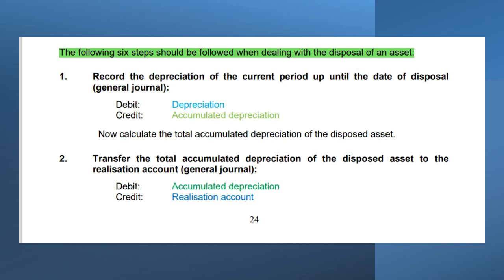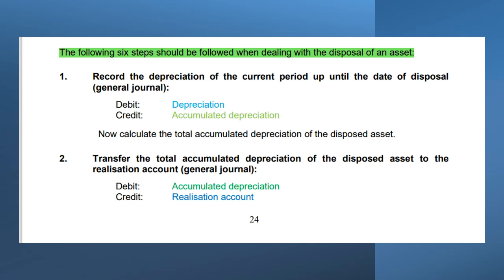Initially, I explained that accumulated depreciation increases on the credit side. Now we are selling this asset, which means that the balance of accumulated depreciation appearing on the credit side needs to be transferred to where? To the asset realization account. So how do we pass that journal entry? We say debit the accumulated depreciation and credit what? The asset realization account.